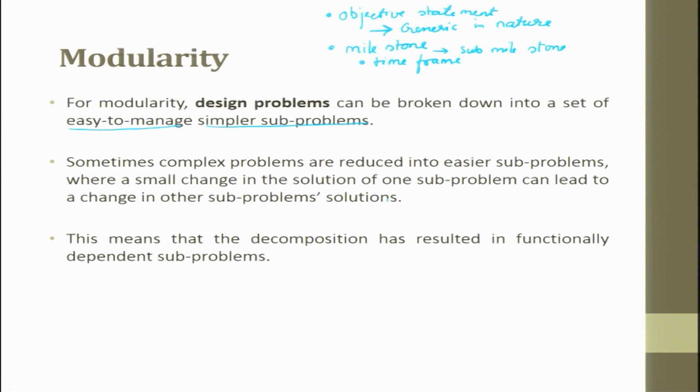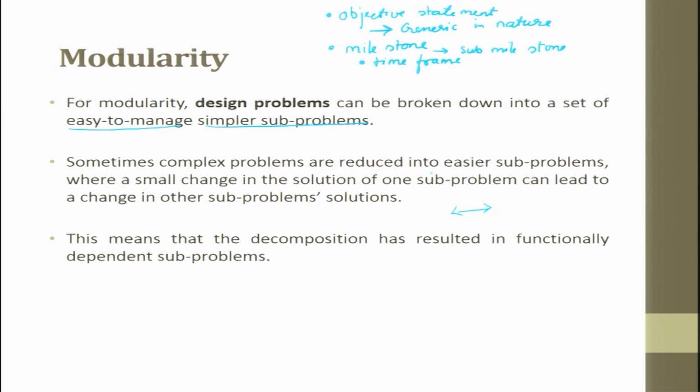For example, if I try to change the wheel, the width of the tire, then the entire performance of the vehicle goes higher or lower. If I take a flatter tire, a tire which has a larger contact area, naturally the mileage is going to go low. So, that is what it is.